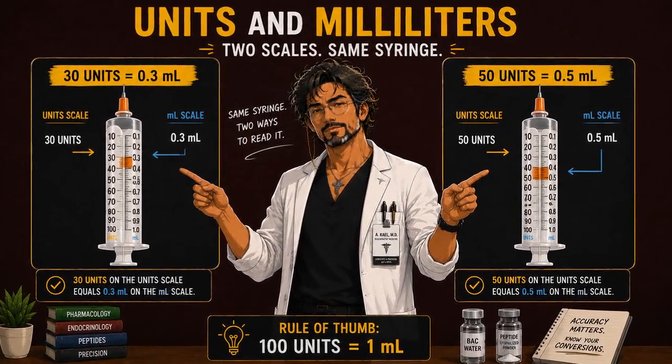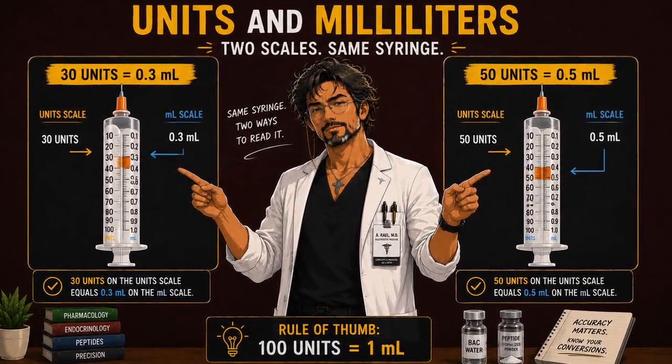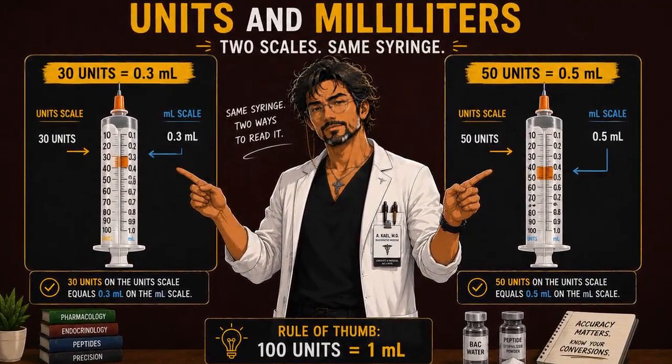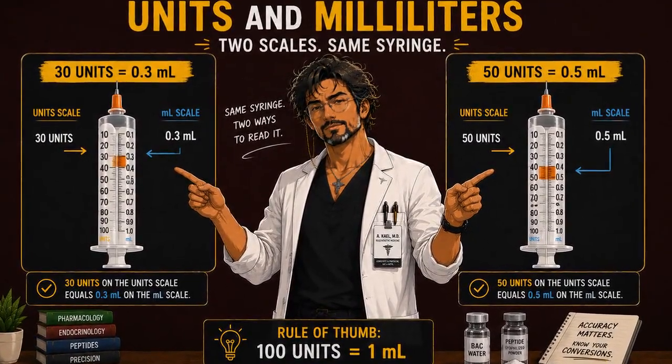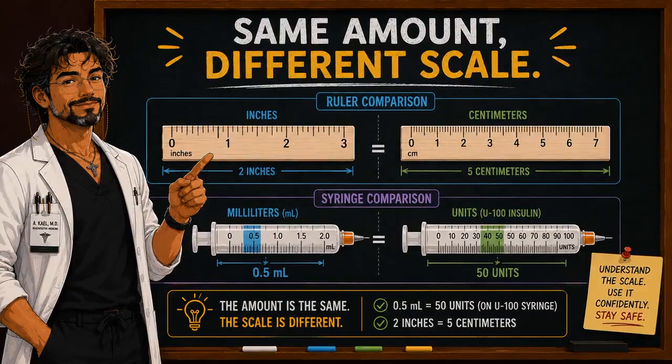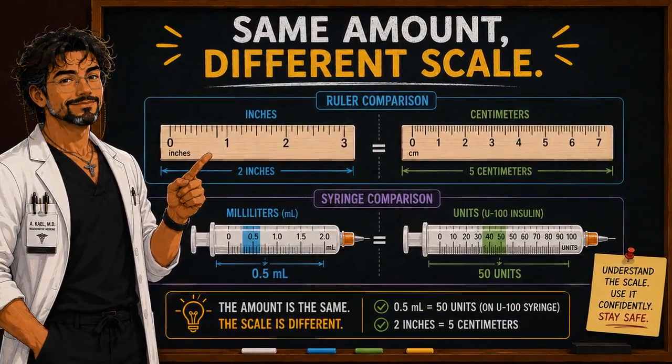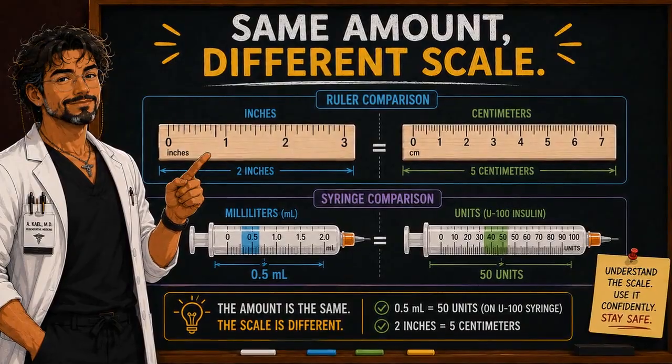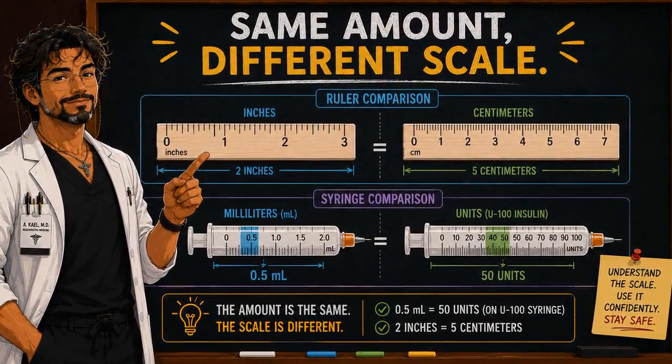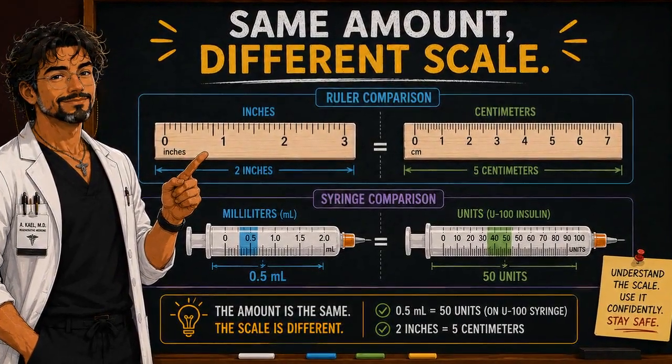And while we're here, insulin syringes come in different sizes. You can get a full 1 milliliter syringe, a half milliliter, even a third of a milliliter. The smaller the syringe, the more precise your measurement. For most peptide work, a standard 1 milliliter insulin syringe is exactly what you need.